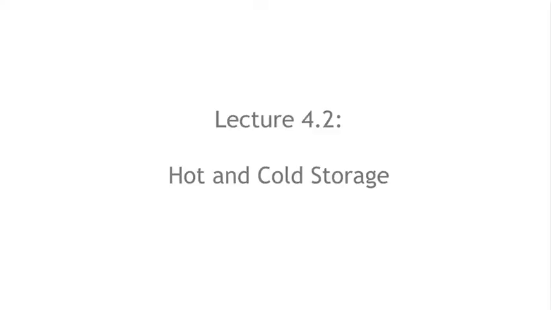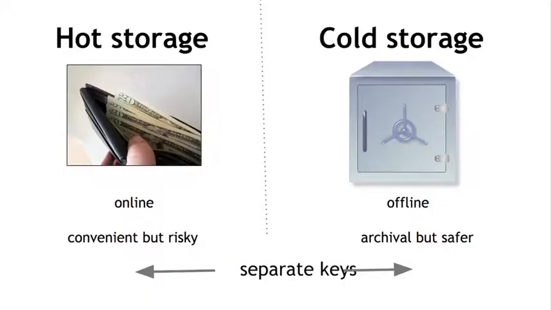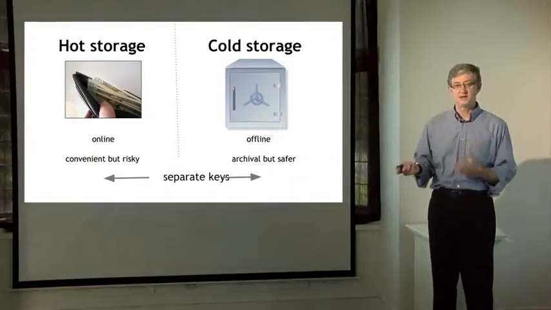In segment 4.2, we'll talk about hot storage and cold storage. Recall that in 4.1, we talked about how to store Bitcoins on your local computer, the equivalent of carrying money around in your wallet or your pocket. Now, the idea of hot and cold storage is that you're going to have some storage which is hot or online, as on your phone or in your local computer. And as we covered before, storing Bitcoins in that way is convenient, but it's also somewhat risky.